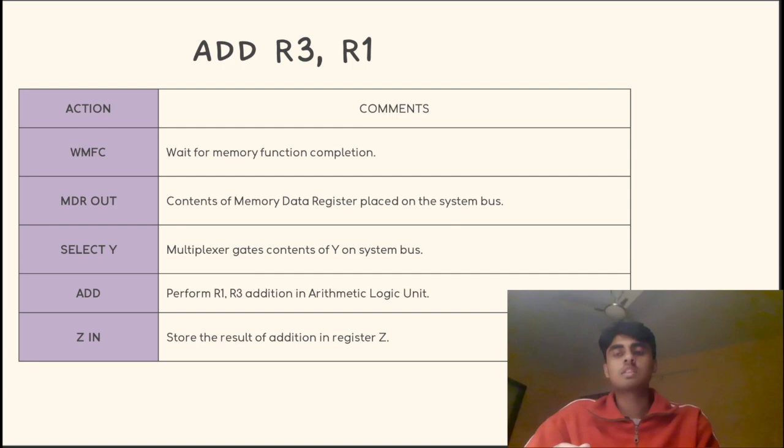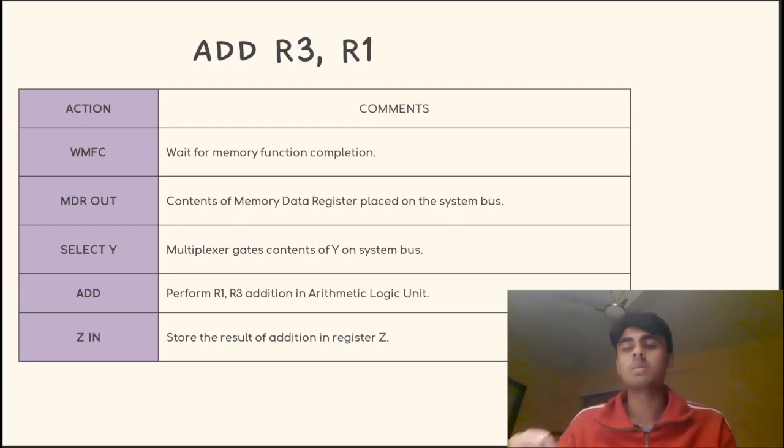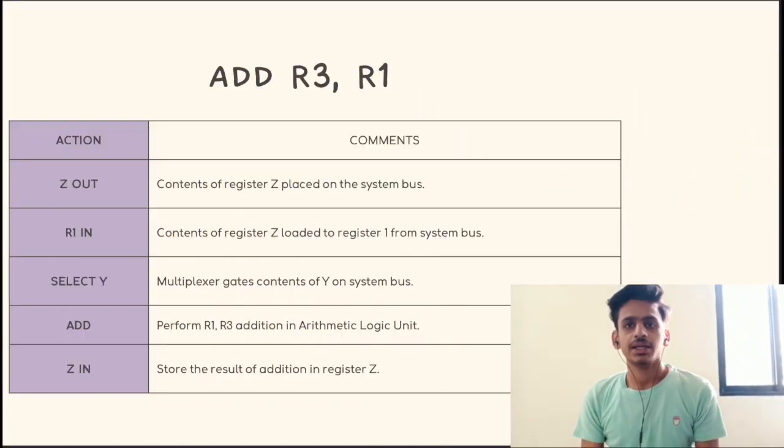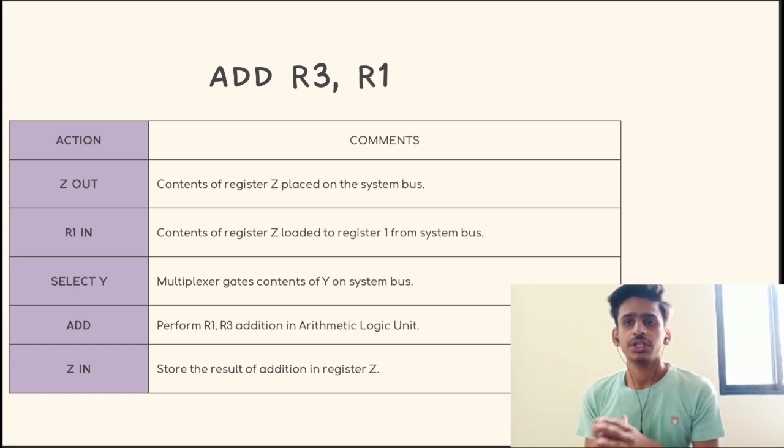Next, we move to the sixth command, which starts with MDR out, which means whatever contents are in the memory data register are now being put out on the system bus. After that, we have the select Y command, which applies specifically to the multiplexer. The multiplexer has a number of registers connected to it. Whenever we say select and a register name after that, it means that the contents of that register are selectively gated onto the system bus. Now we add, and it will store this in the Z register, which means whatever data is added and put onto the bus is going to be stored in the Z register.